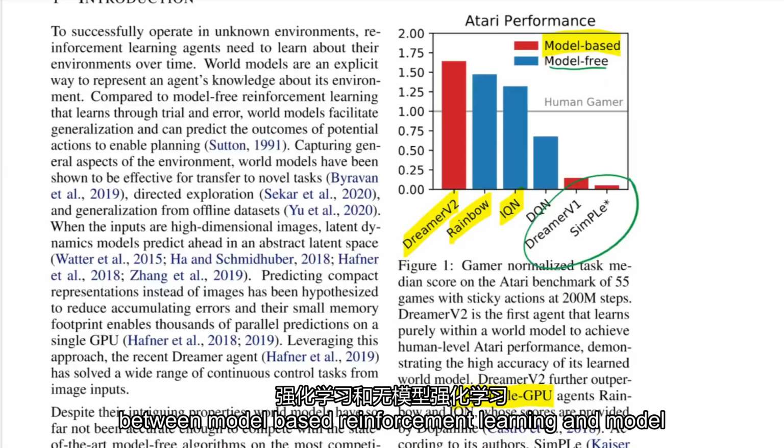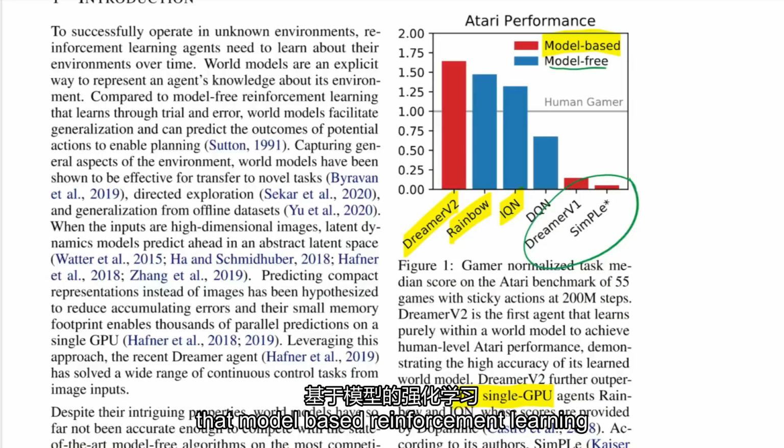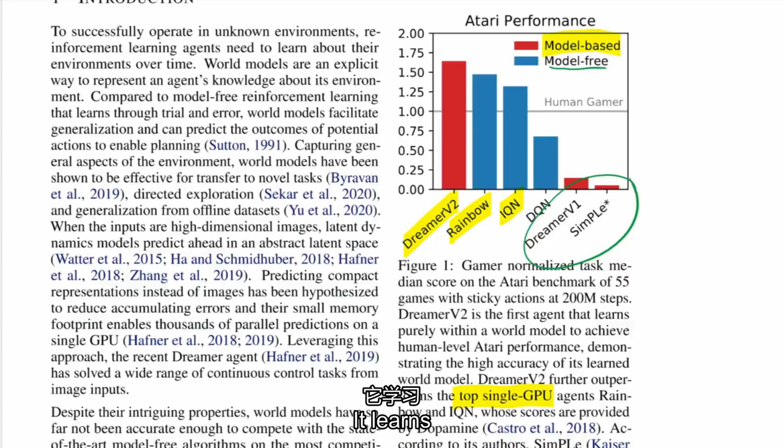So the difference between model-based reinforcement learning and model-free reinforcement learning is that model-based reinforcement learning first learns a model of the world. It learns how the world acts, and then it uses that model to learn what actions to perform. Whereas model-free algorithms simply act in the world, and they learn to predict the best actions as they act in the world. So there's your difference.